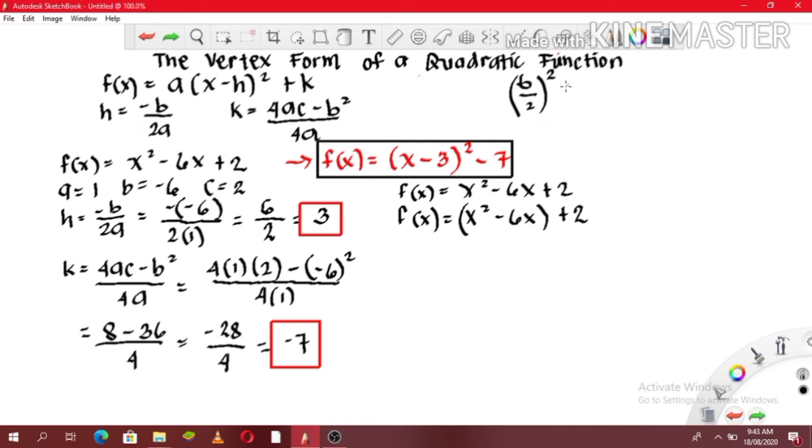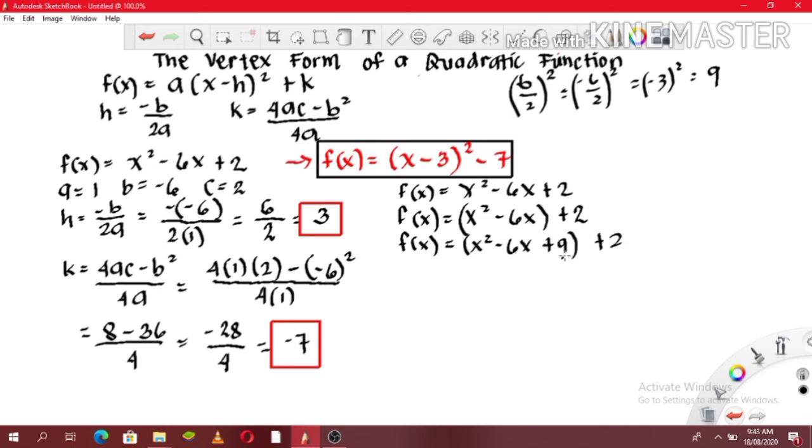That is negative 6 divided by 2 and then square natin yung sagot. So, negative 6 divided by 2 is negative 3. Square of negative 3 is 9. Ibig sabihin, mag-a-add tayo ng plus 9 dito. So, we have f of x is equal to x squared minus 6x plus 9. So, perfect square trinomial na siya. Then, copy plus 2.